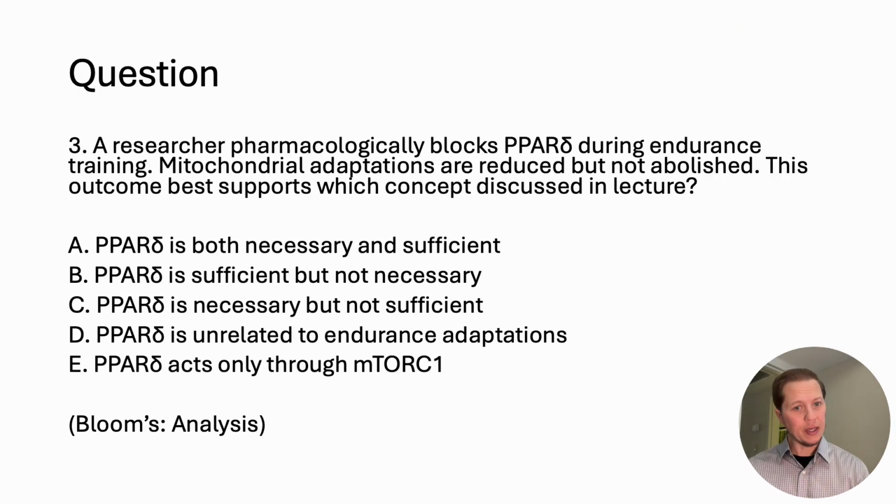All right, moving up to analysis. Question 3, a researcher pharmacologically blocks PPAR delta during endurance training. Mitochondrial adaptations are reduced, but not abolished. This outcome best supports which concept that we discussed in lecture? Is it that PPAR is both necessary and sufficient? PPAR is sufficient but not necessary? PPAR is necessary but not sufficient? PPAR is unrelated to endurance adaptations? Or PPAR acts only through mTOR or mTOR1?